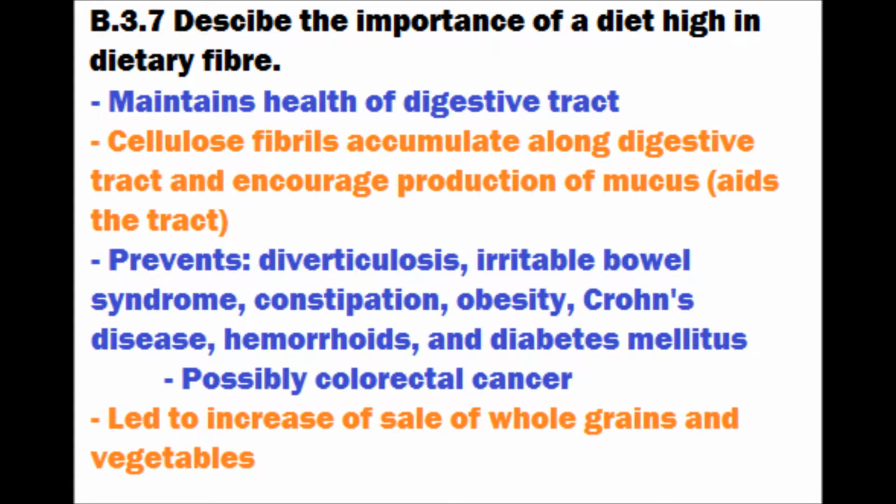B.3.7 Describe the importance of a diet high in dietary fiber. Dietary fiber helps maintain the health of the large intestine. Cellulose fibrils along the digestive tract stimulate the production of mucus along the lining, which smooths the digestive tract and helps prevent diseases such as diverticulosis, irritable bowel syndrome, constipation, obesity, Crohn's disease, hemorrhoids, and diabetes mellitus.